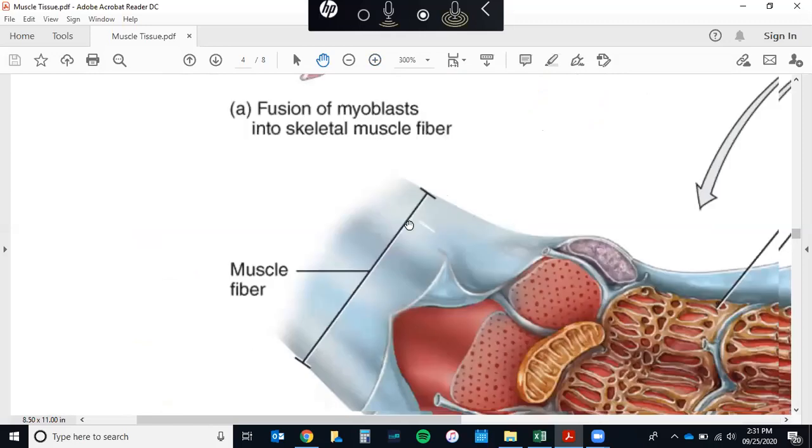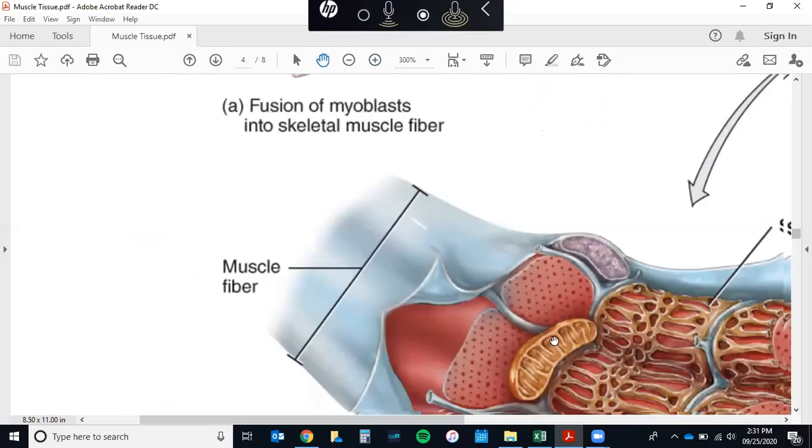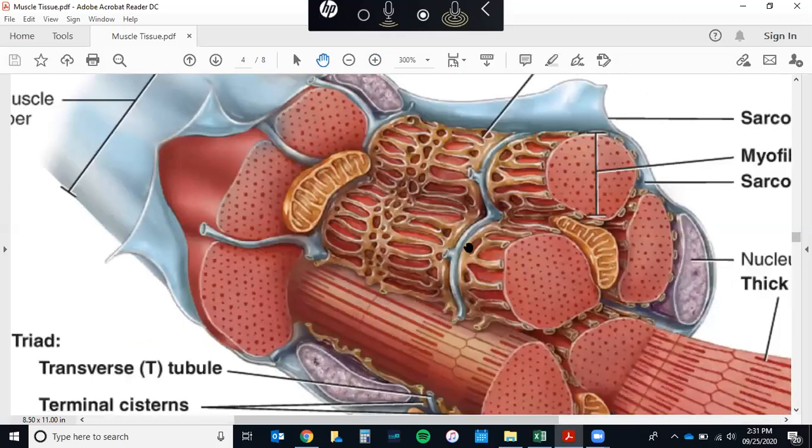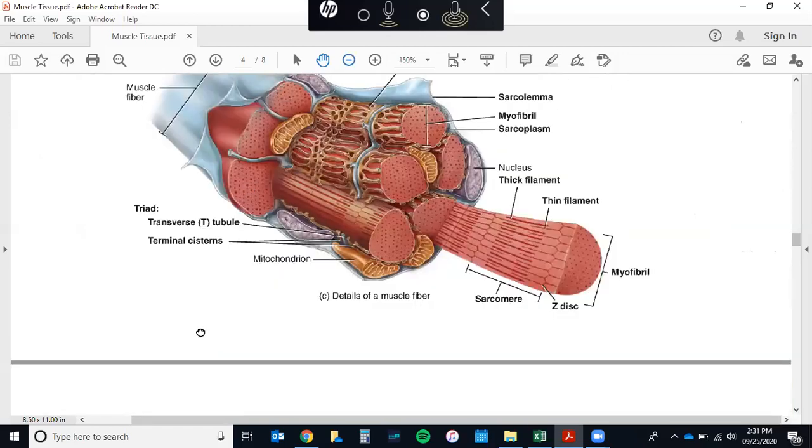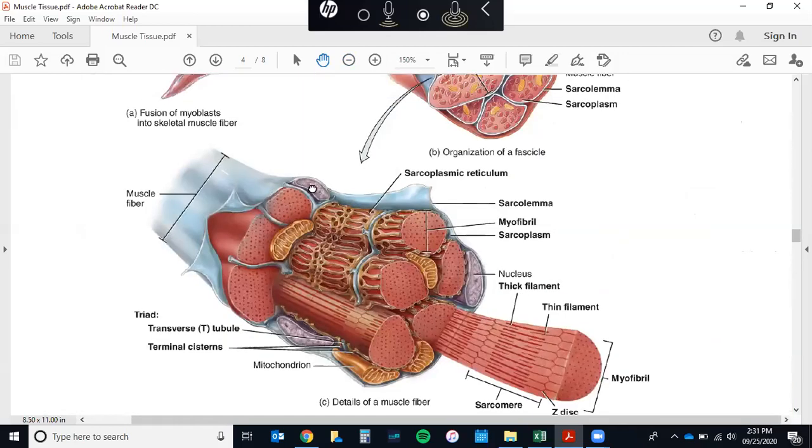Now, if I move my picture over, we see that right on both sides of a T-tube are fattened portions of the SR, which we call terminal cisterns. We label a transverse tubule and the two terminal cisterns that surround it a triad, because tri means three. And there are three things: two terminal cisterns and a T-tube.